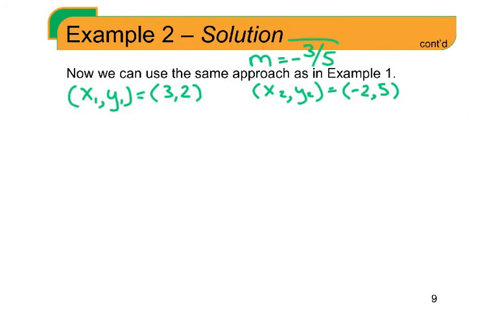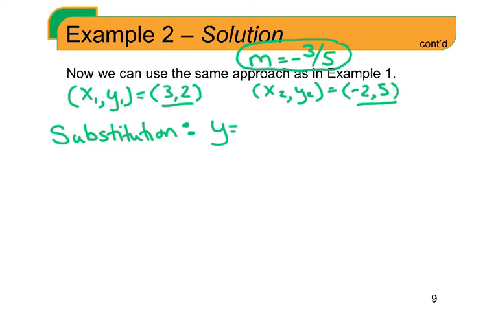We have all the information we need. We have the slope as -3/5, and we have 2 points. So you could use either one. First, we'll do substitution. And then you can determine which method you like best. Which point should you use? Well, I like this one. Why do you think I like this one? All the numbers are positive.